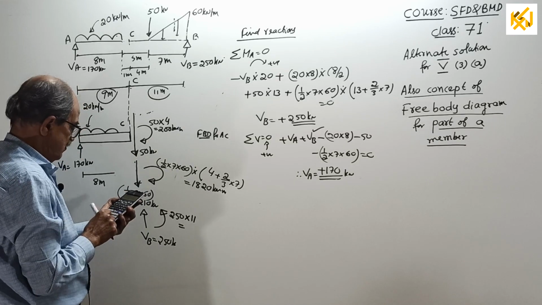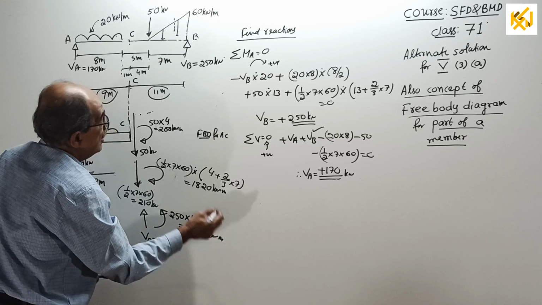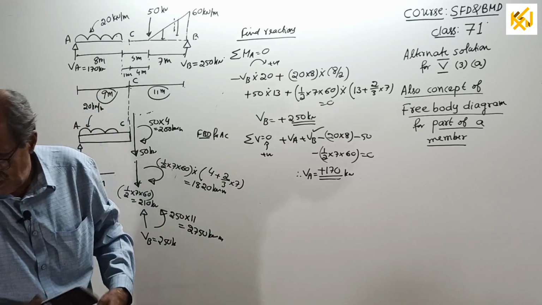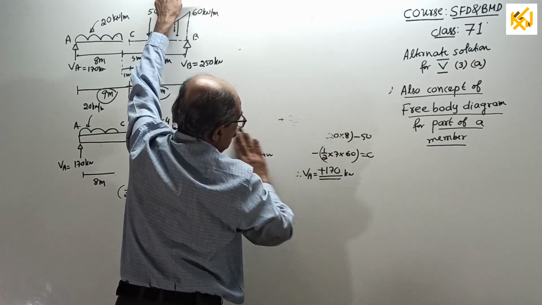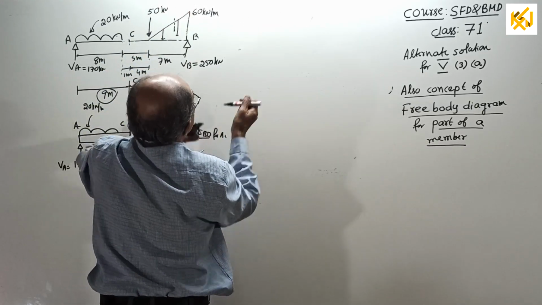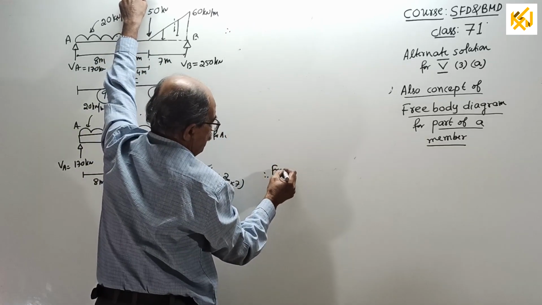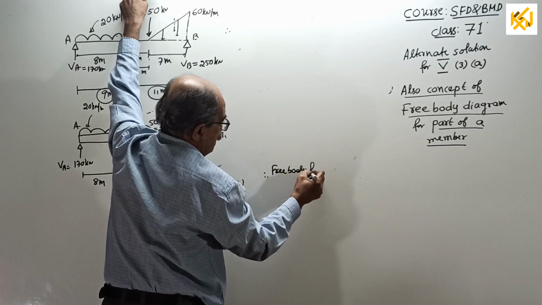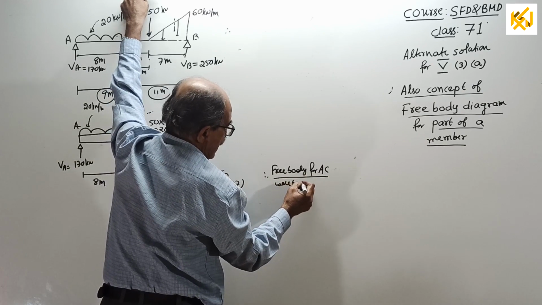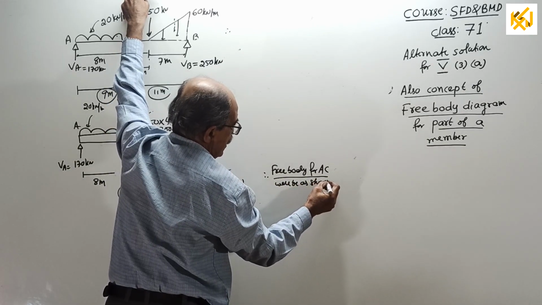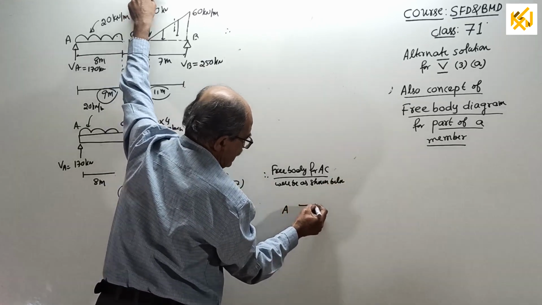250 into 11 is 2750 kilonewton meter. I will now go for the final answer, free body for AC. This I will remove now. Therefore, final result, I will write here, better see. Therefore, free body for AC will be as shown below. See, this is the point A, this is the point C.